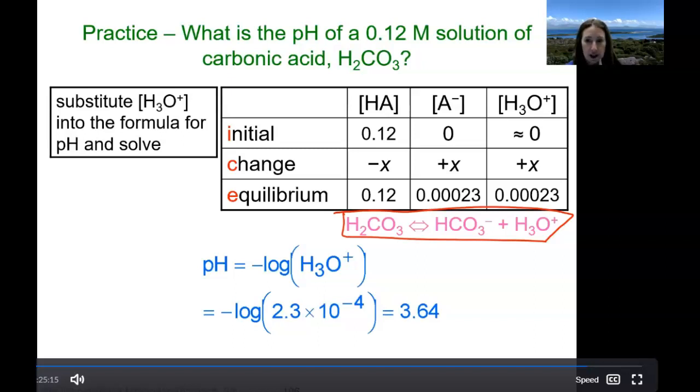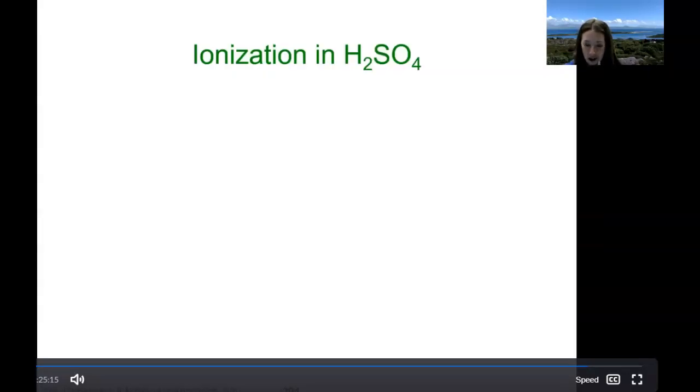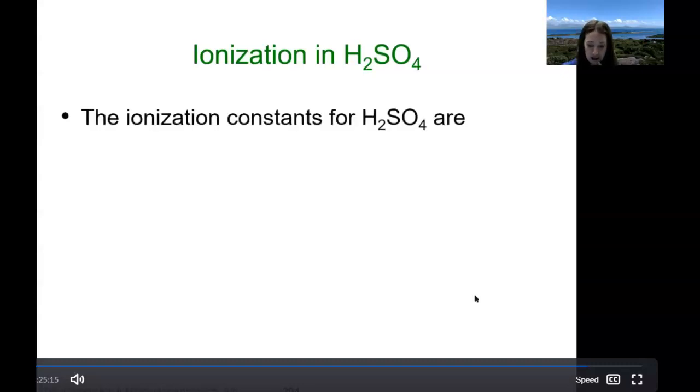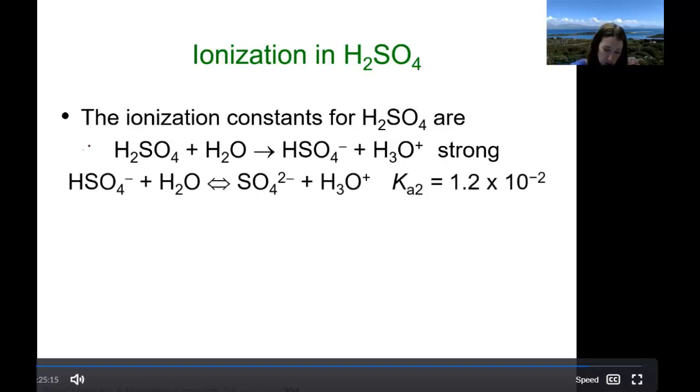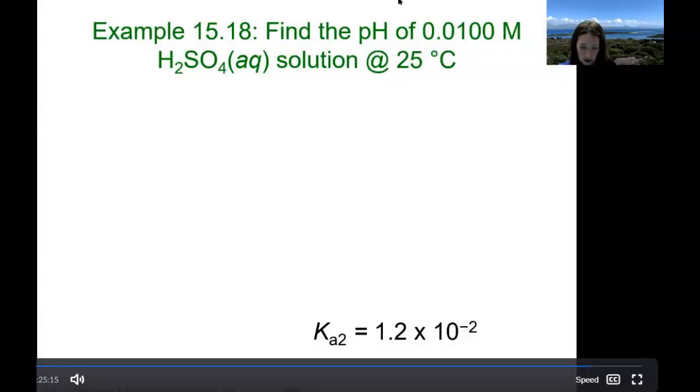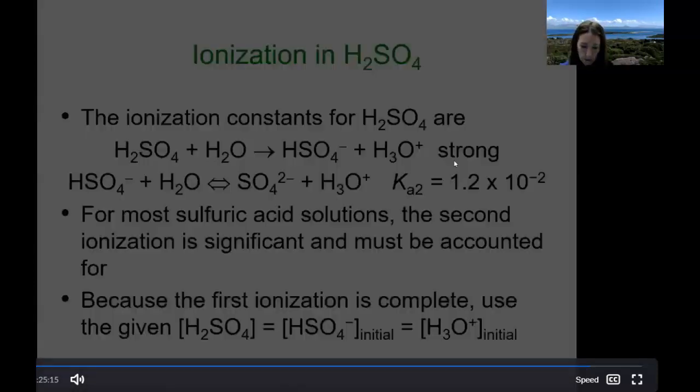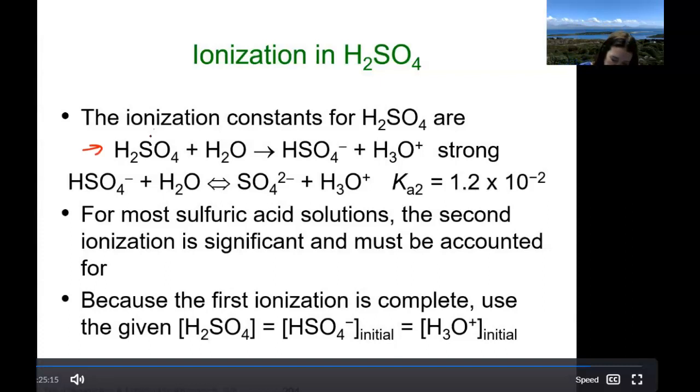It's the only one I said that you can't ignore the second ionization because it does make a difference. It's actually not that much harder of an ice table. It makes your math a little bit harder, but when you do the first ionization, this is what you've got, right? I used 0.01, so when you do your first ionization, this is going to be 0.01 molar, which makes this 0.01 molar, and this 0.01 molar, right?